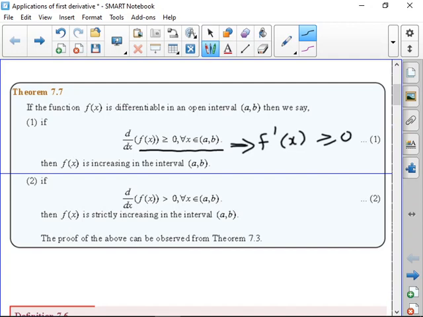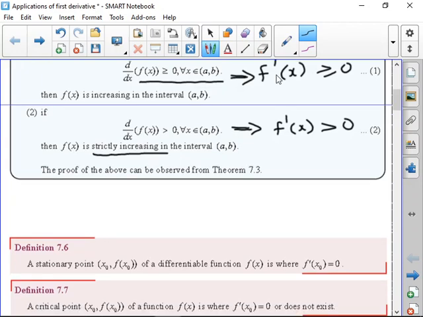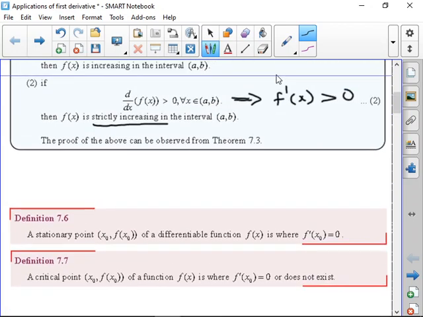If f dash of x is greater than or equal to 0, we say that it is an increasing function. When is it strictly increasing? If d by dx of f of x is greater than 0, that is, f dash of x is greater than 0, not equal to, then we say that it is strictly increasing in the interval. Clear, all of you? This can be observed from theorem 7.3. You learn it like this, this is enough.